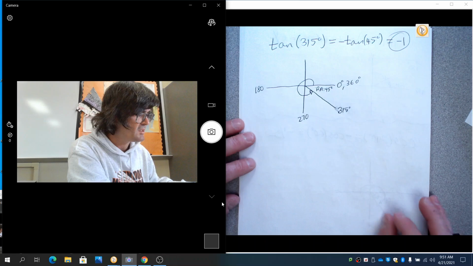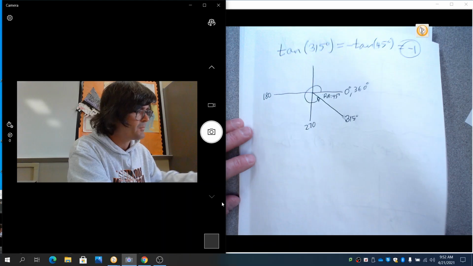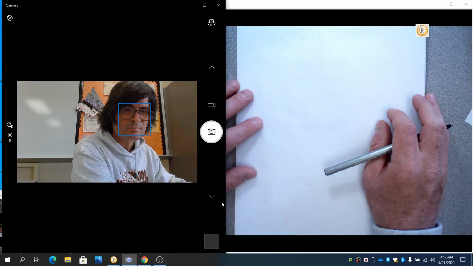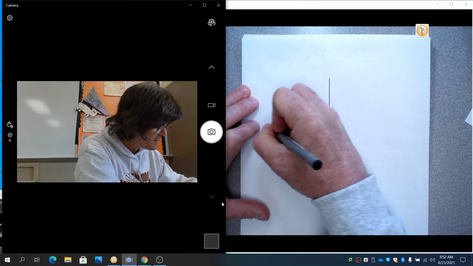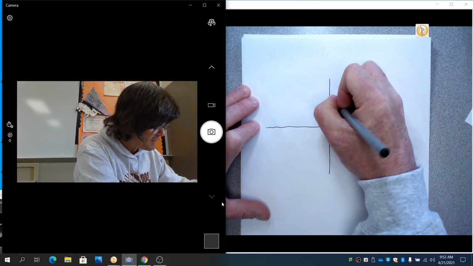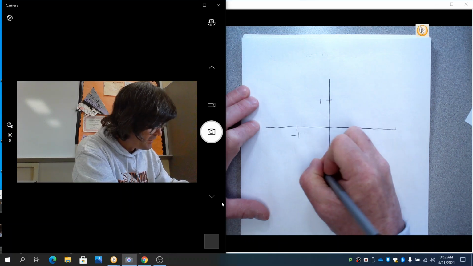So let's talk about the unit circle now, what that's all about. You've done 80% of the work here, so we're almost finished. First of all, a unit circle, it's called unit because it is expected the radius is always just 1. So I'm going to draw a circle with a radius of 1.